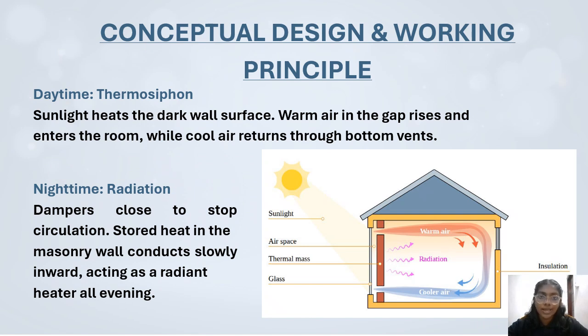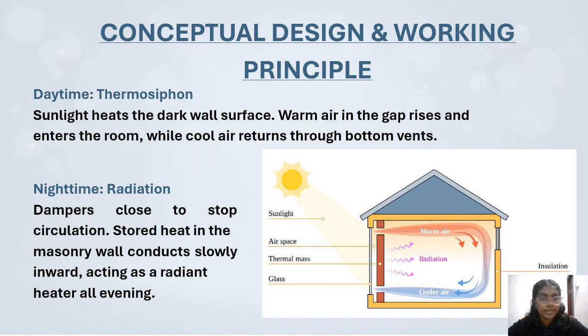Now, let's look at the conceptual design and working principle of the Trombe Wall system. During the daytime, sunlight passes through the glazed surface and heats the dark-colored thermal wall behind it. The air inside the gap becomes warm and rises upward due to natural convection. This warm air enters the room through the upper vent while cooler indoor air returns through the lower vent. This process creates a continuous thermosiphon airflow without using fans or electricity.